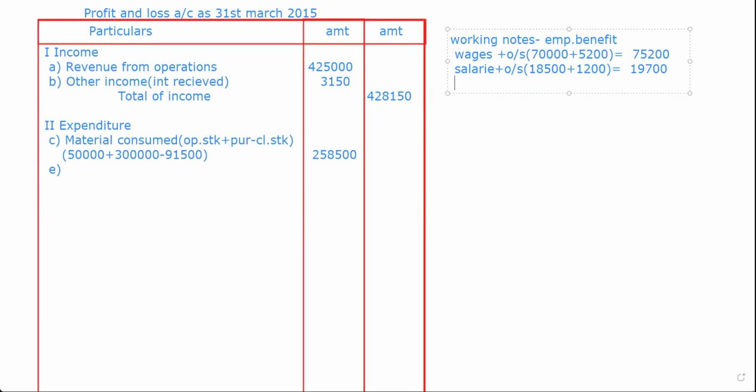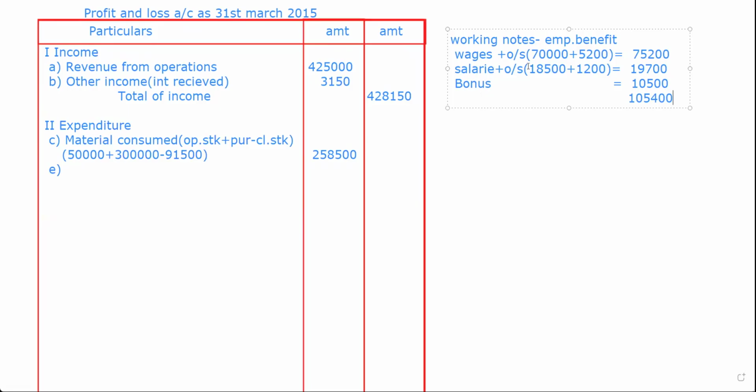And then he gave us a bonus. Usually until it mentions otherwise, we assume bonus is given to the employees only. So here he gave a bonus of 10,500 that I am taking here. Now I have got all three things, wages, salaries and bonus, along with the outstandings. When I add all these things, I got a total of 1,05,400.